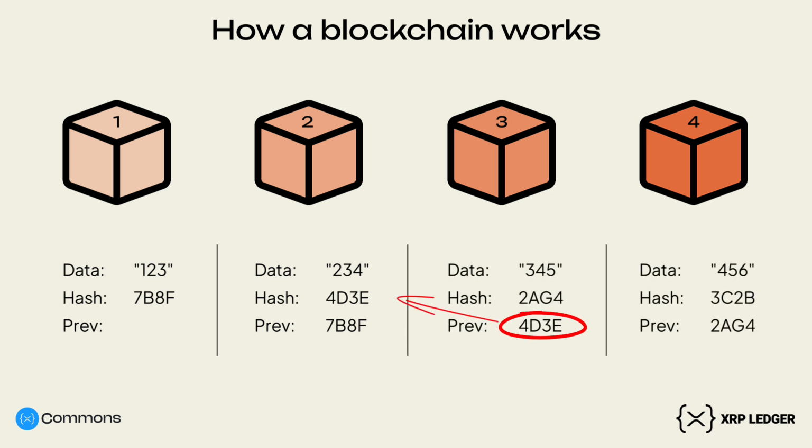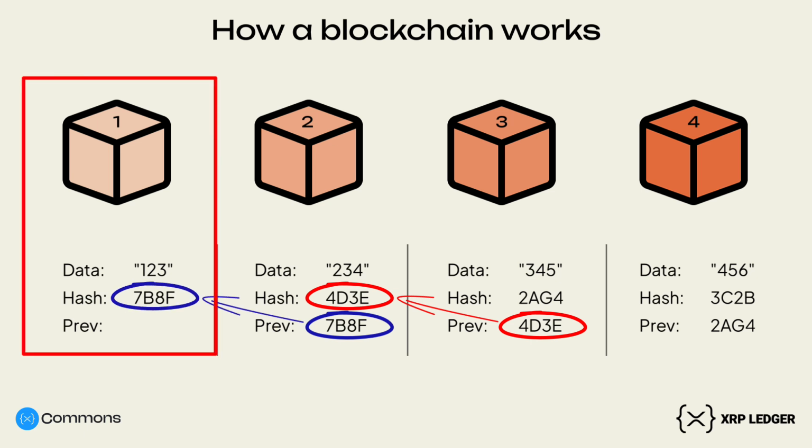Block 3 contains the hash from block 2, and block 2 contains the hash from block 1. Block 1 does not contain a previous hash, because there is no previous block for it to point to. For this reason, we call this block the Genesis block, the first block of the blockchain.